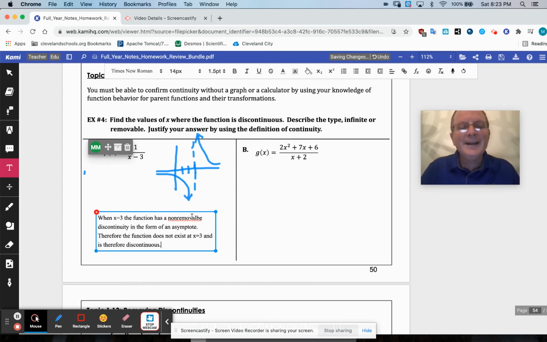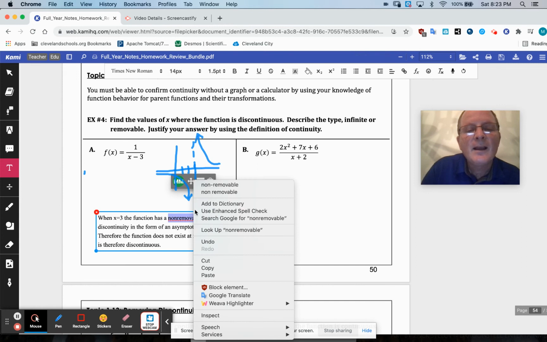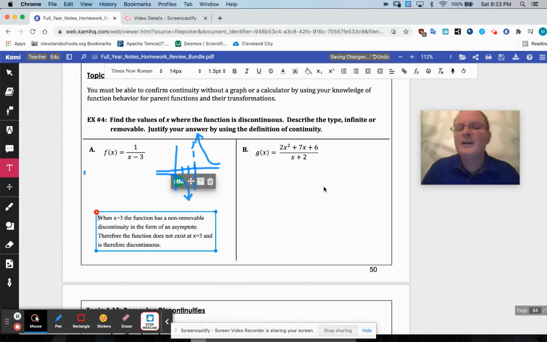Now, non-removable. Something is wrong with that. Doesn't like that, does it? Oh, hyphenated. Okay, cool.